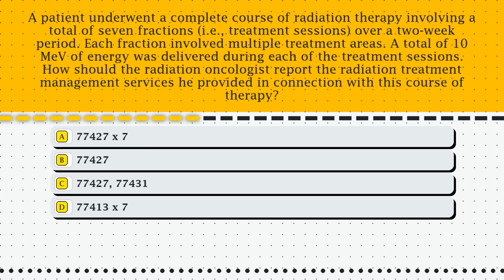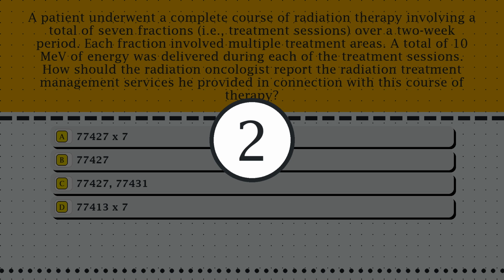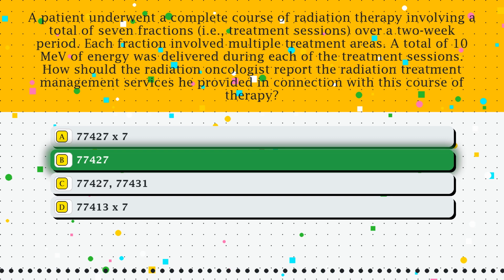Option A, 77427x7. Option B, 77427. Option C, 77427, 77431. Option D is 77413x7. The correct answer is option B, 77427.